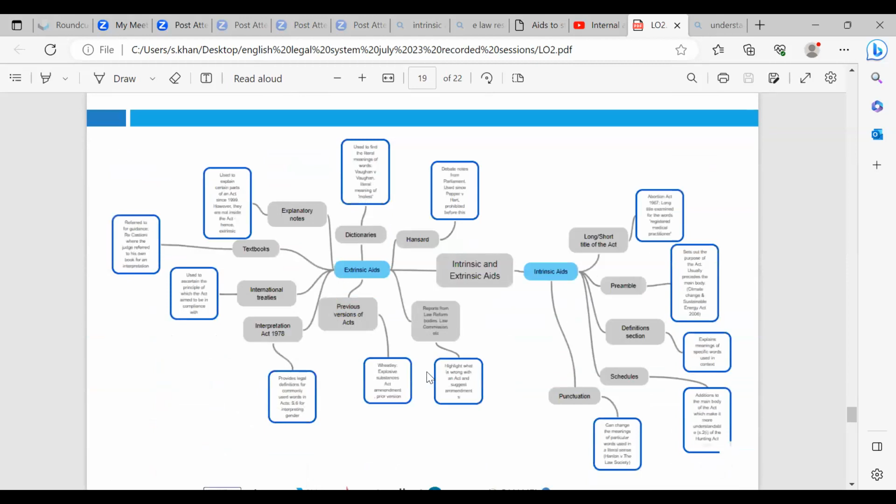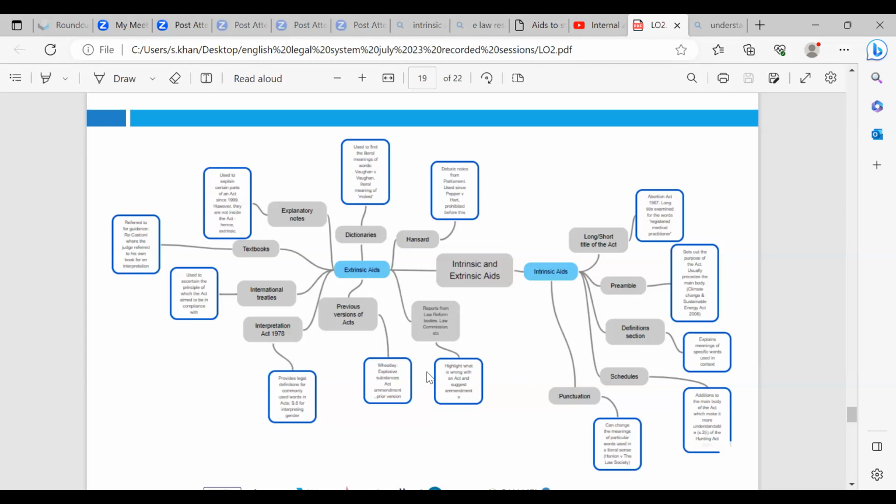So we looked at intrinsic and extrinsic aids. We looked at intrinsic aids being the long and short title of the Act, which is the Abortion Act. The long title is examined for the words registered medical practitioner. The preamble sets out the purpose of the Act. The definitions section explains the meaning of specific words, schedules are additions to the main body of the Act, and punctuation can change the meaning of particular words.